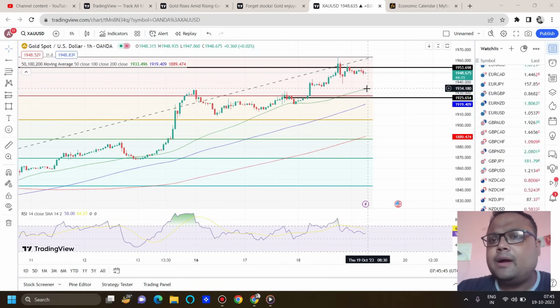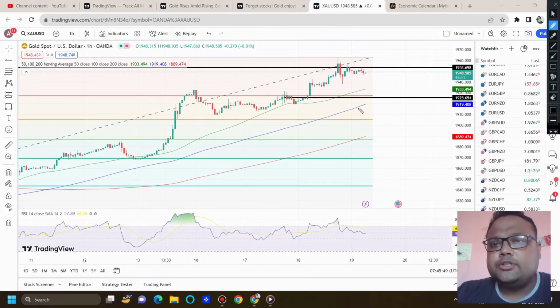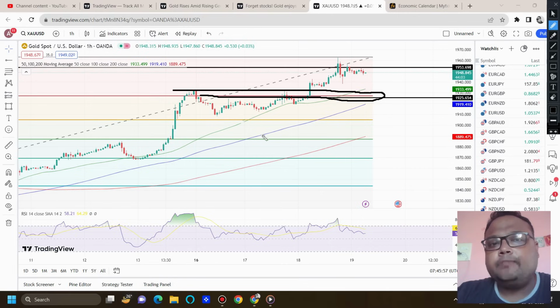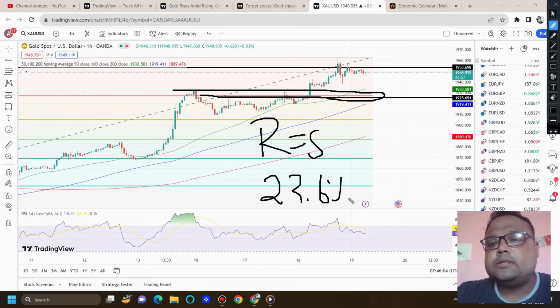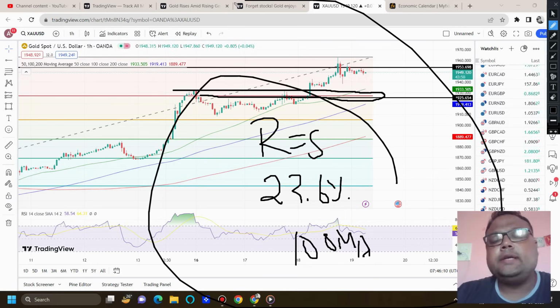If the market breaks the dynamic support here, then the next big support on the chart of gold is around 1925, 1926. Why? Because we have the previous resistance acting as support here. Then you can see we also have the Fibo 23.6% retracement level, and we also have the 100 moving average. So around 1925, 1926, we can expect that the market will get a good support.